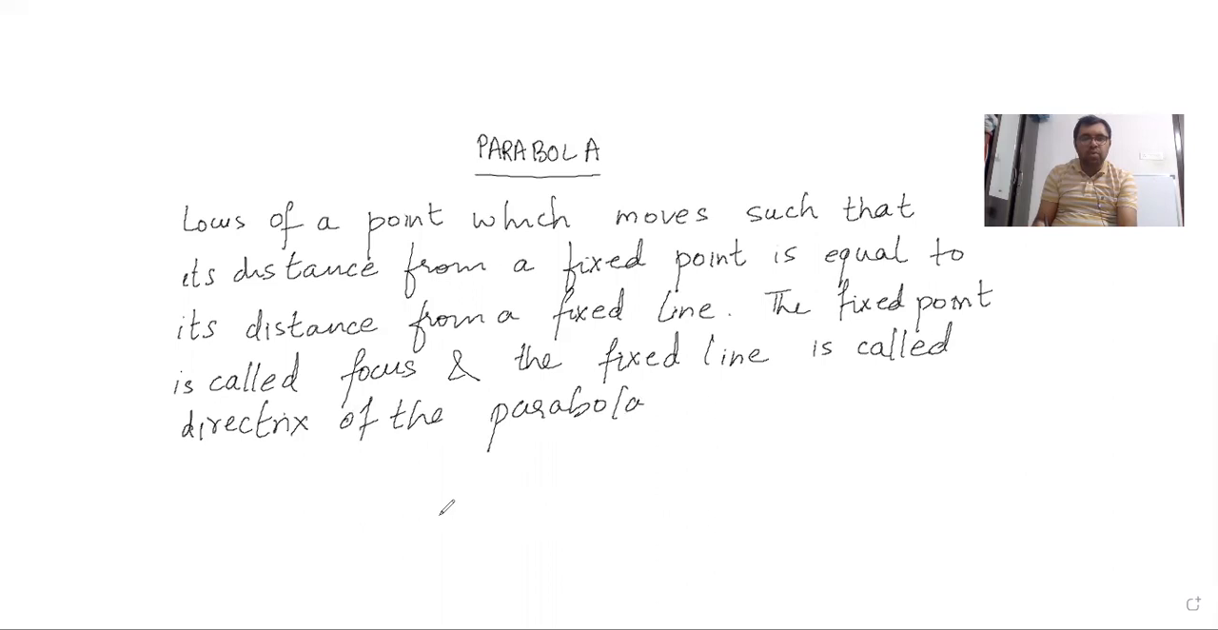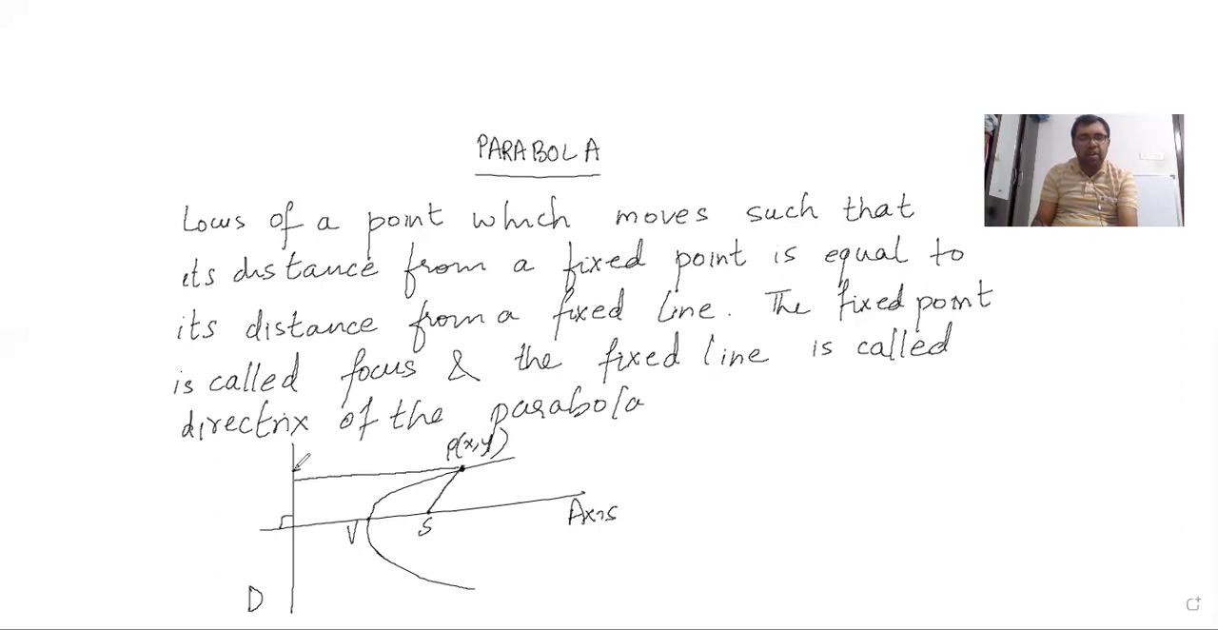Okay, so basically parabola looks something like this. This is the fixed point S, which is the focus of the parabola, and this is the fixed line, which is the directrix of the parabola. And this point is called the vertex, and the line joining the vertex and the focus is called the axis of the parabola. So basically, we are trying to find the locus of this point P, x comma y. It is moving in such a way that its distance from the point S, which is the focus, and its distance from the directrix are both equal. Okay, so PS is equal to PM.